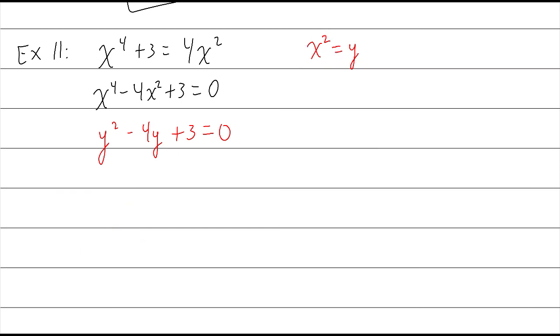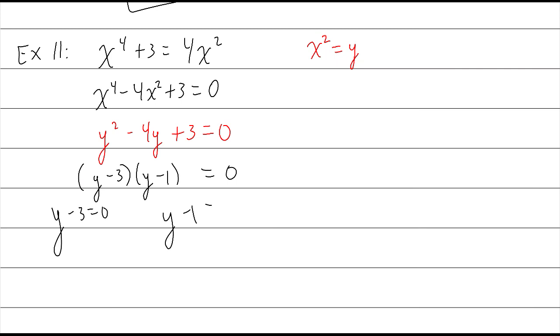I'm thinking I can factor this. y minus 3, y minus 1. Yep, that'll work. If I set them both equal to 0, I get 3 and 1. Okay, so y equals 3 and y equals 1. But what is y? y is x squared. So what have I found? x squared equals 3. x squared equals 1.